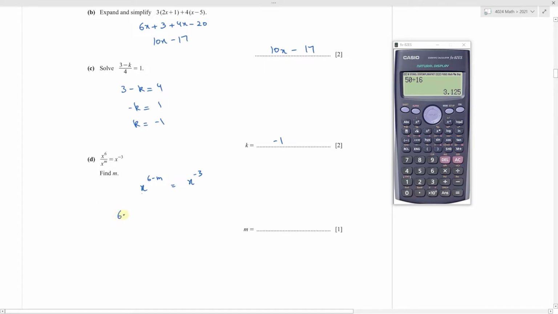So that means 6 minus m equals minus 3, and then minus m equals minus 3, and then minus 6, which is minus 9, and m will be equal to 9. So m equals 9 here.